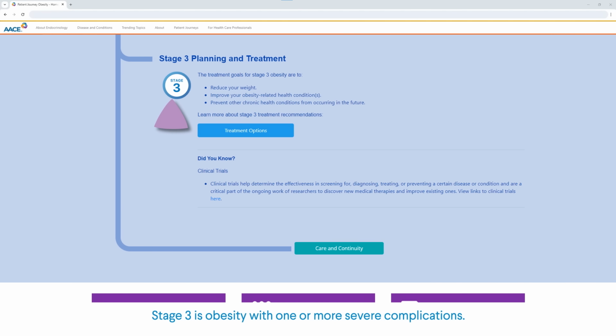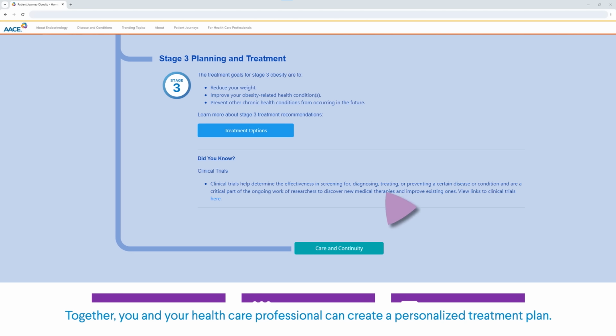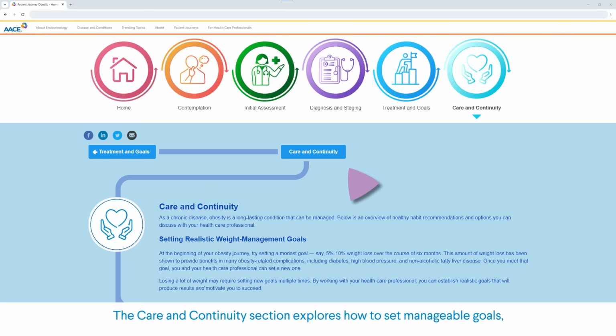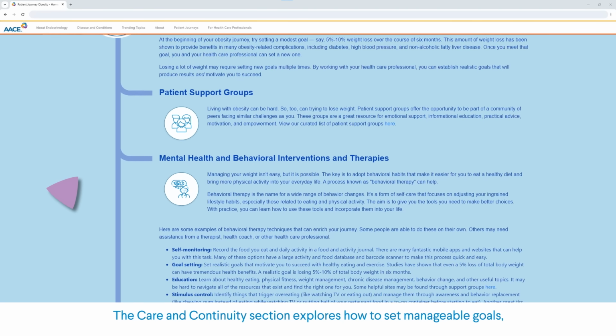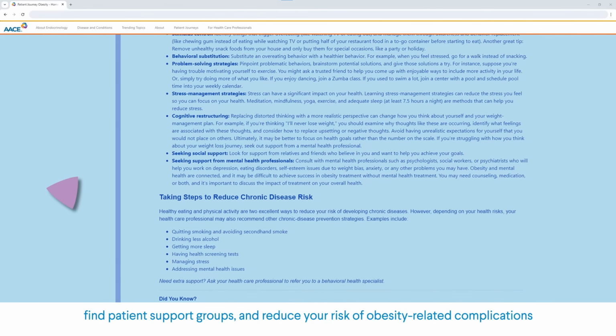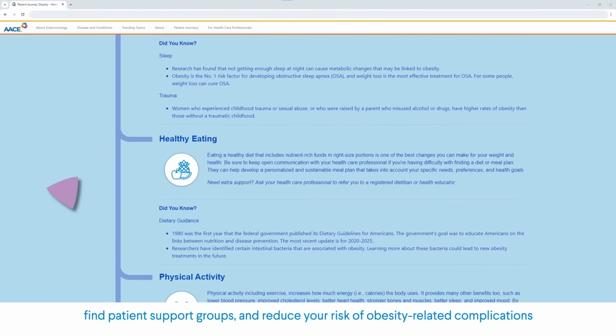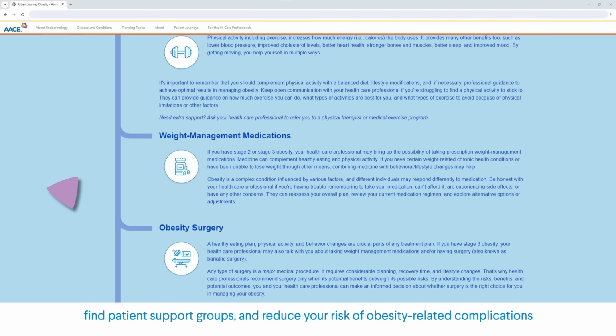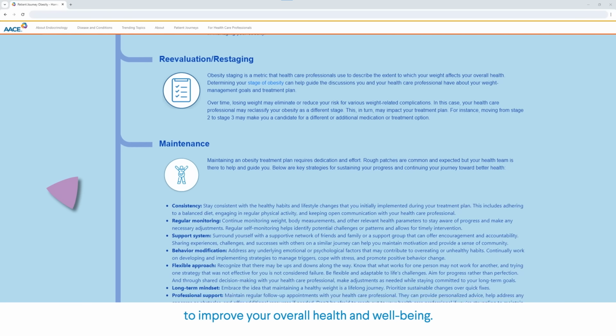Stage 3 is obesity with 1 or more severe complications. Treatment options may include medications and/or surgery. Together, you and your healthcare professional can create a personalized treatment plan. The Care and Continuity section explores how to set manageable goals, find patient support groups, and reduce your risk of obesity-related complications to improve your overall health and well-being.